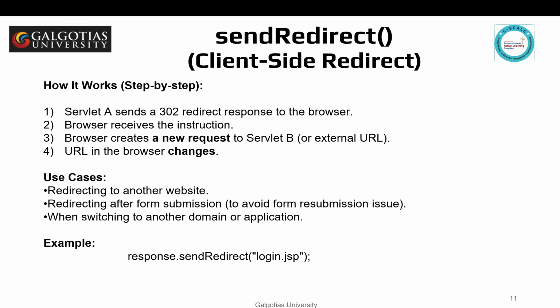Here is how sendRedirect method works step by step. Servlet A sends a 302 redirect response to the browser. The browser receives the instruction. The browser creates a new request to servlet B or an external URL. The URL in the browser changes.